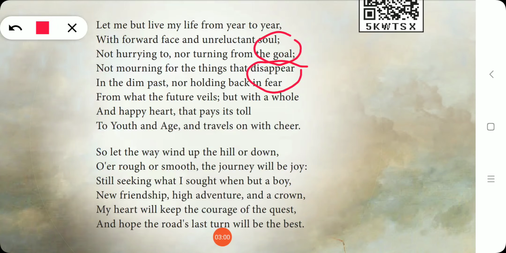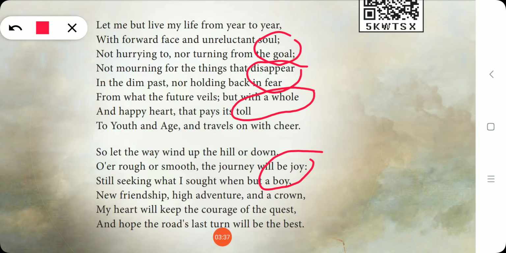And also see the next two lines: "From what the future veils, but with a whole and happy heart that pays its toll." These end with the rhyming words whole and toll. So this is also an example for couplet. Now see the second stanza: "Over rough or smooth, the journey will be joy, still seeking what I sought when but a boy." Here joy and boy are rhyming. So this is also an example for couplet.